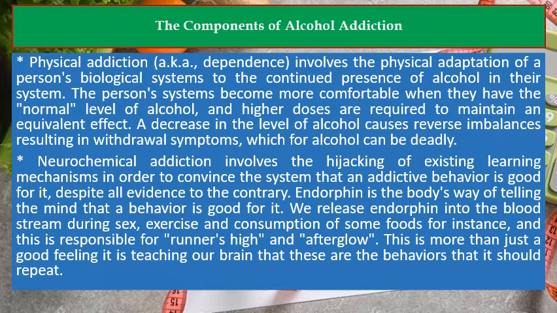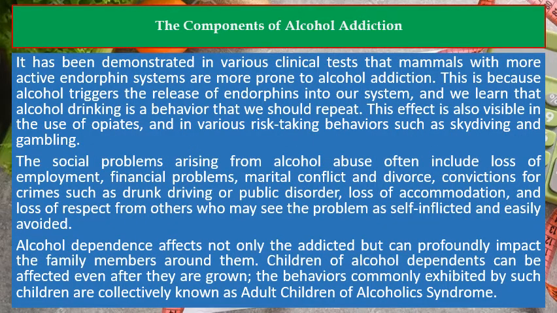This is more than just a good feeling, it is teaching our brain that these are the behaviors that it should repeat. It has been demonstrated in various clinical tests that mammals with more active endorphin systems are more prone to alcohol addiction. This is because alcohol triggers the release of endorphins into our system, and we learn that alcohol drinking is a behavior that we should repeat. This effect is also visible in the use of opiates, and in various risk-taking behaviors such as skydiving and gambling.